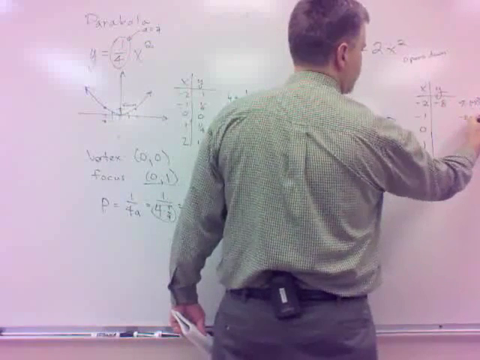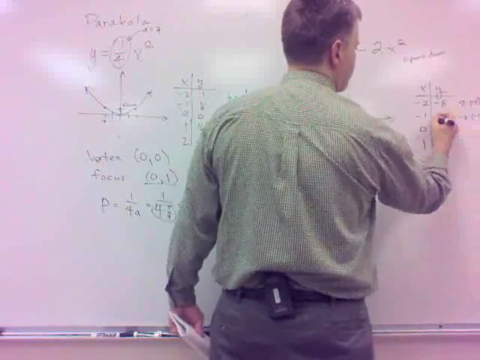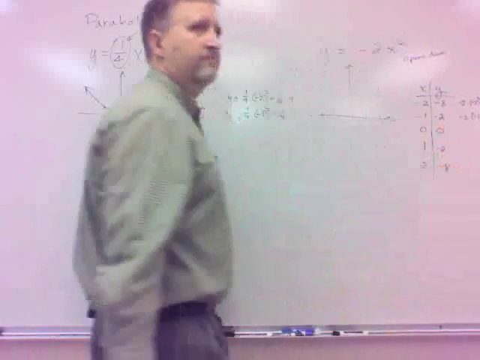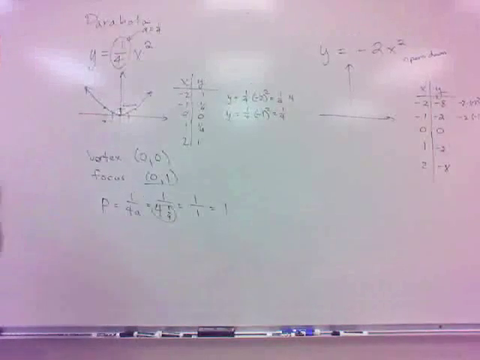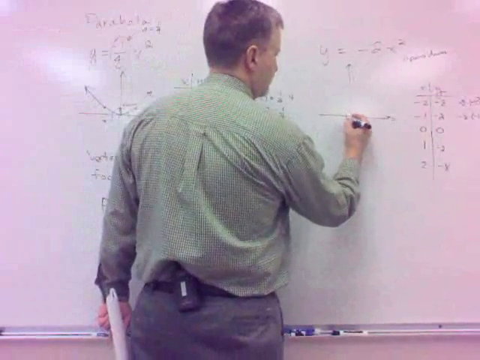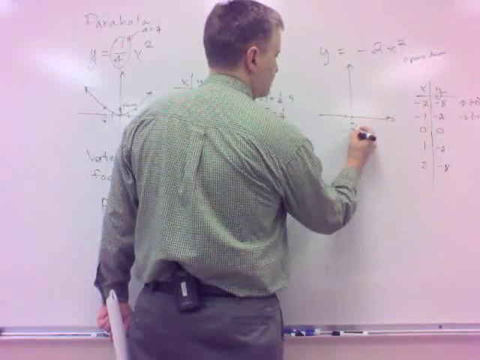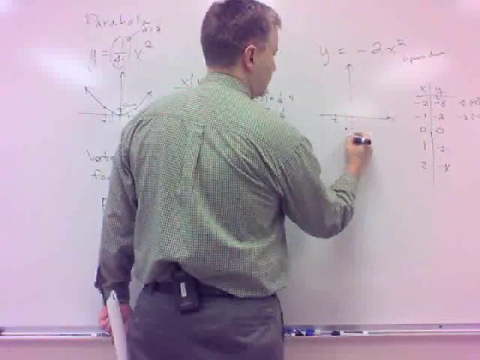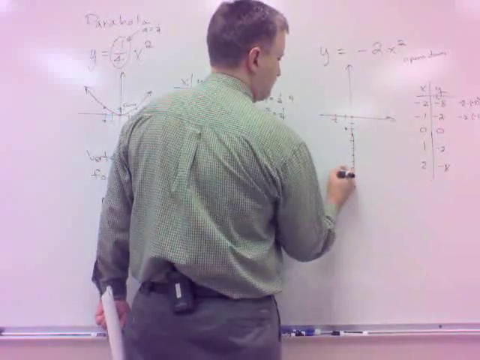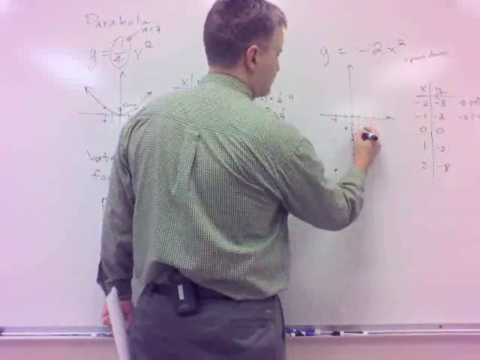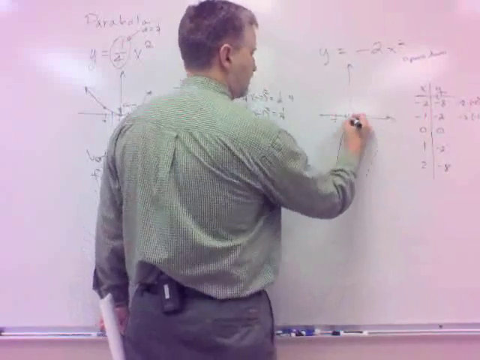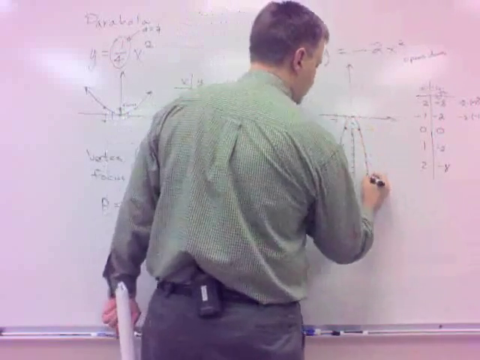When x is -1, it's -2 times 1. So it'll be -1, -2. And then we get 0, 0, and on the positive side you get about the same thing. Yeah, so we do get this parabola opening downward, okay?